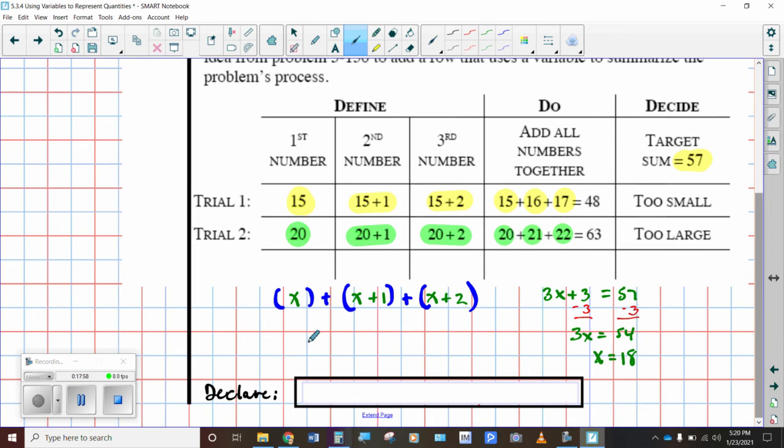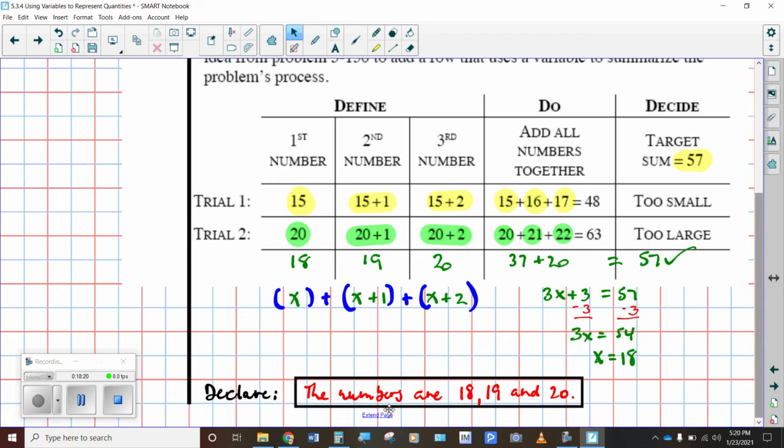So let's double check to make sure that this works. Let's take 18 plus 19 plus 20. That ends up being 37 plus 20, which is equal to 57. Yes, that's what it's supposed to be. So 18 was the right number. So we can declare our numbers are 18, 19, and 20.